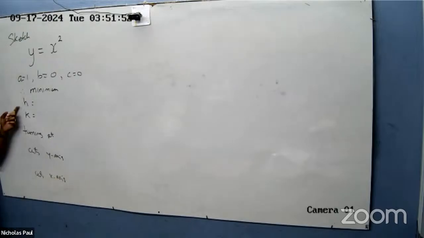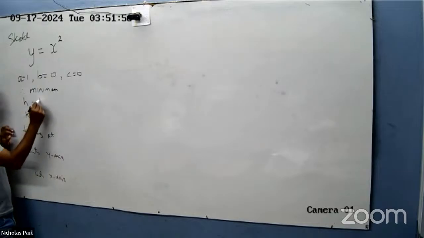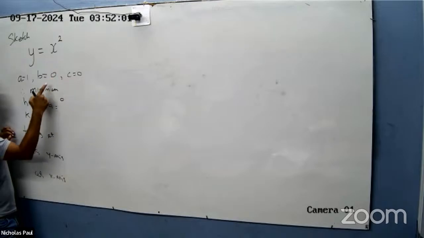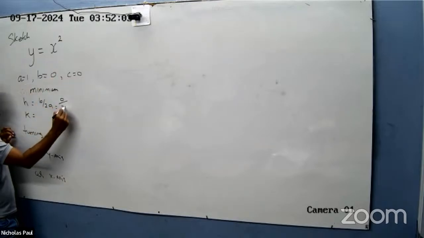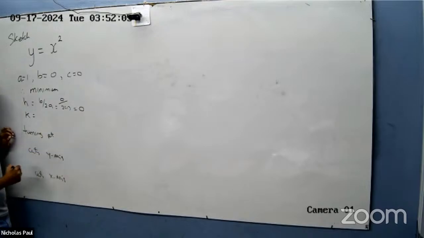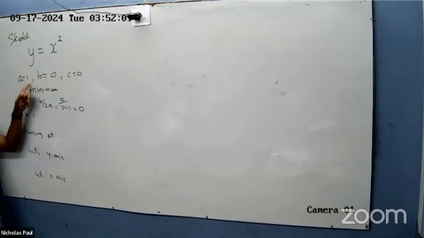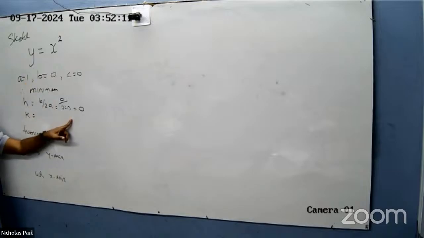Right. Let's find H. H is what? B over 2A. B is 0, A is 1. So the answer is 0. Right? That's the formula for H all the time. We have B, we have A. You okay with that? Yeah? Okay with that, right?